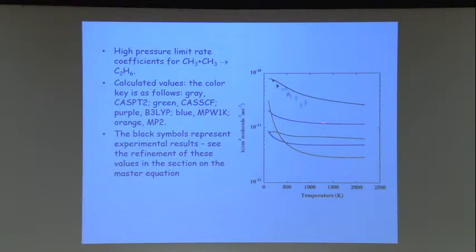And so these are calculations for CH3 plus CH3 with different potential energy functions. The black symbols here represent the experimental results, but we're going to refine those later on today. And then these are the different methods of calculation. CAS-PT2, if you remember, is the better multi-reference calculation that we referred to earlier on. And that gives this curve here, which is very, very close to the experiments.